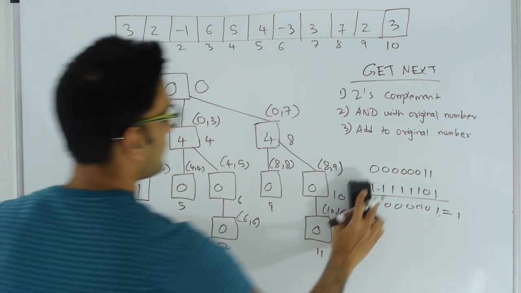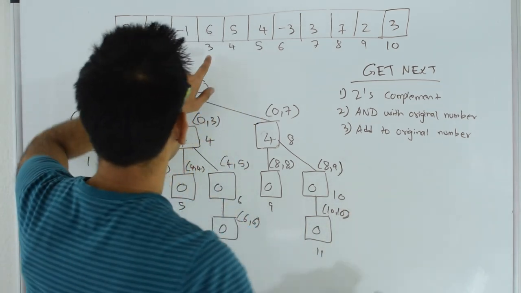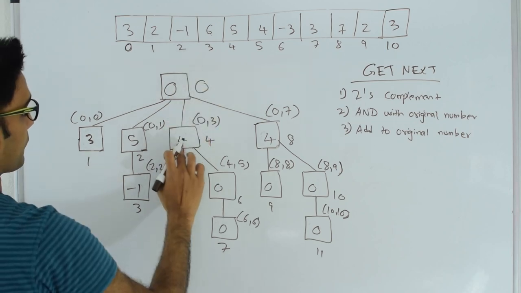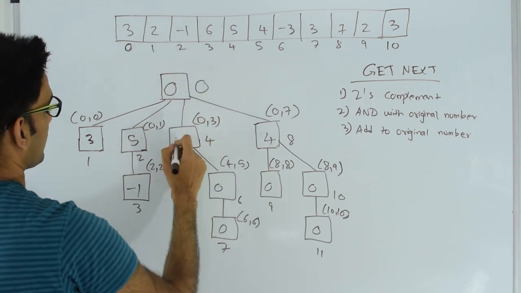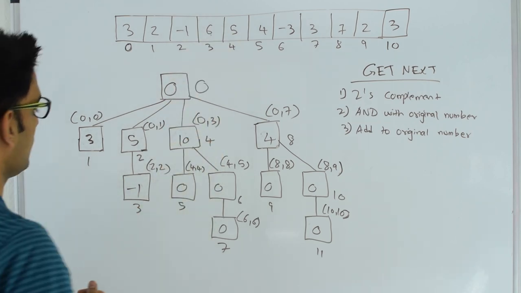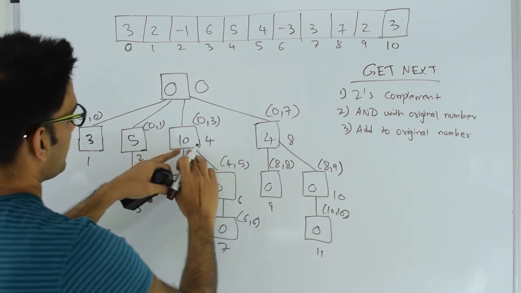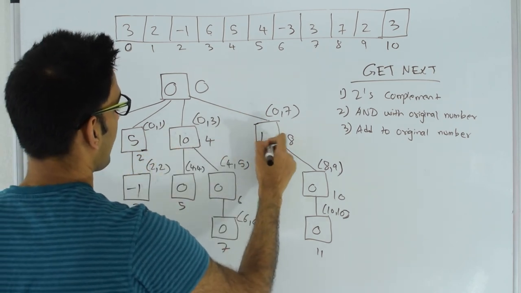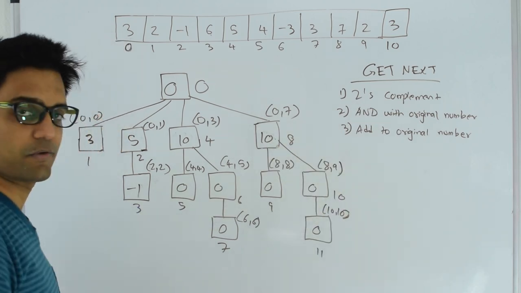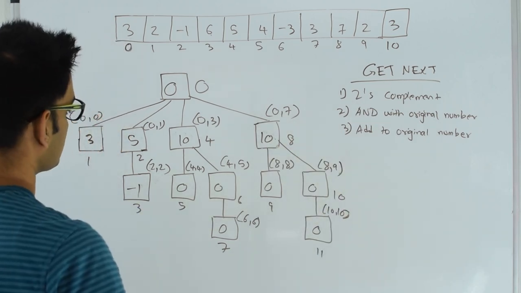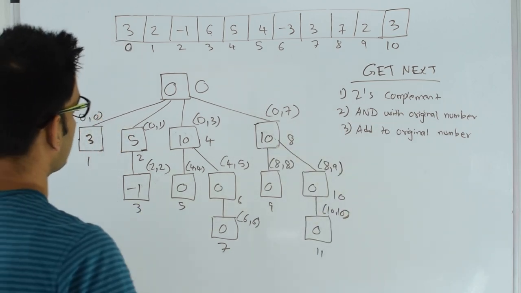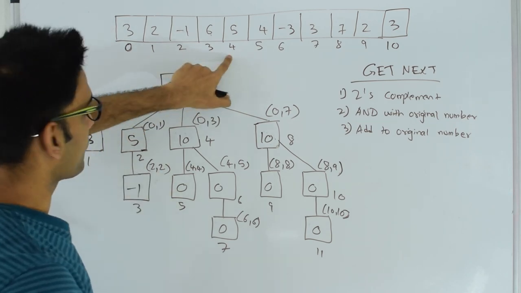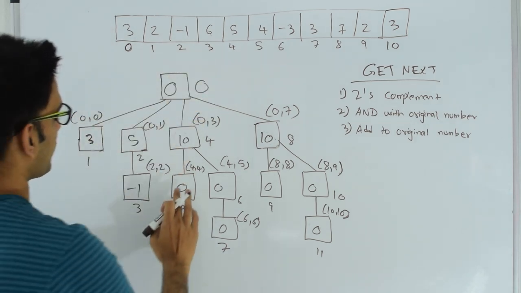Then we go to 3. So to go to 3, we come here and we update whatever is at 4 plus 6, so that becomes 10. So now 4's next is 8, so this also becomes 10. And 8's next is 16, so we don't do anything about it. So next, let's look at 4. So we go to 5, we put 5 here.